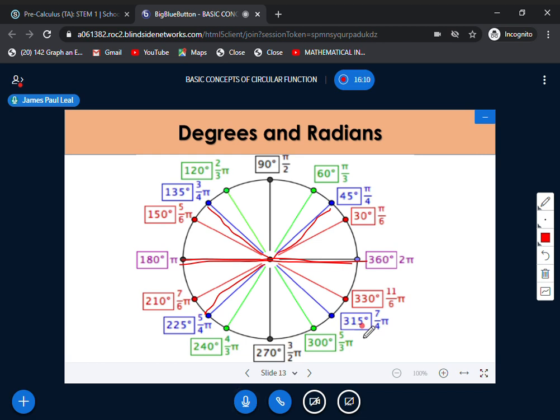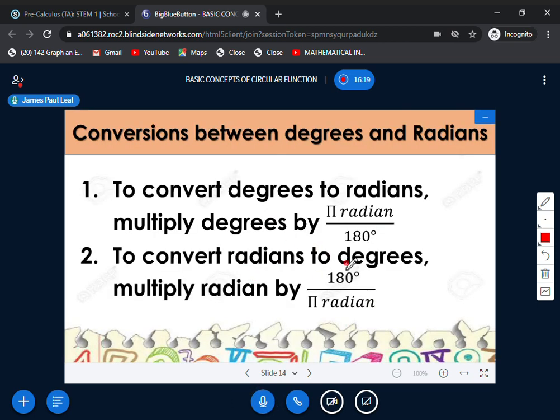Okay, so to know how to convert that, since one radian is actually equal to 180 all over pi degrees, what we will do is multiply. This will be the conversion between degrees and radians. To convert degrees to radians, you just need to multiply degrees by pi radian all over 180 degrees. Number two, to convert radians to degrees, you just need to multiply it by 180 degrees all over pi radian.